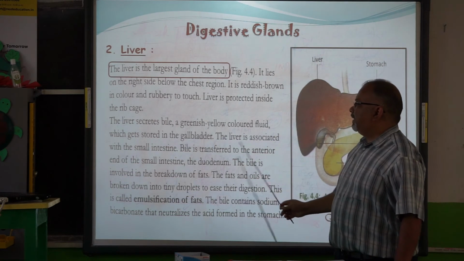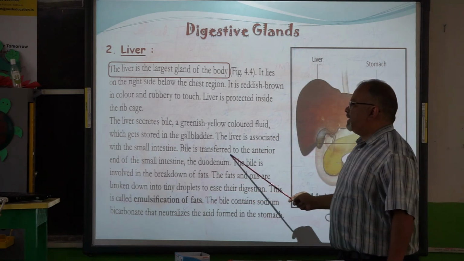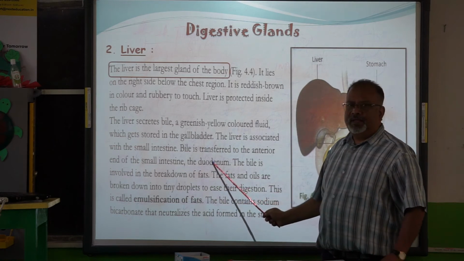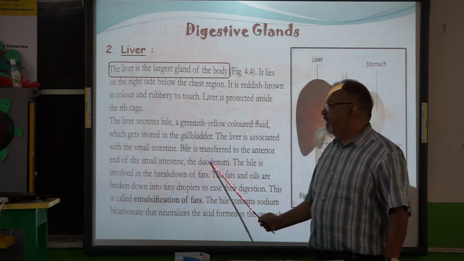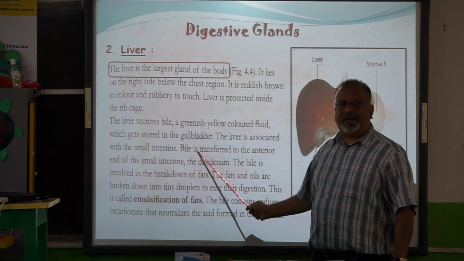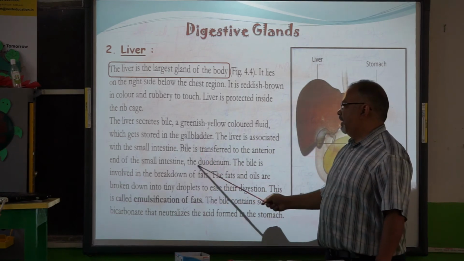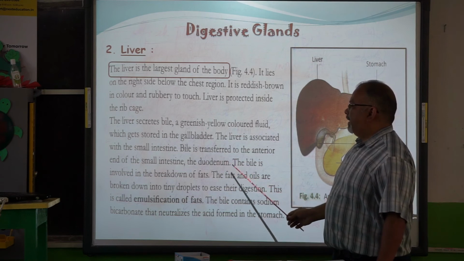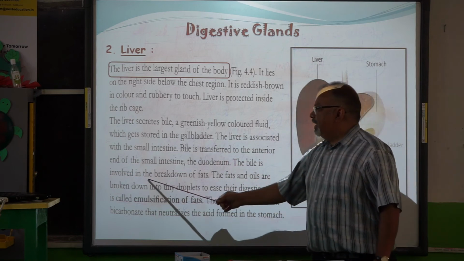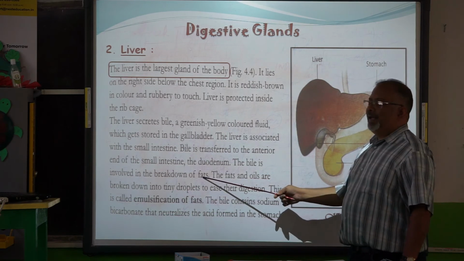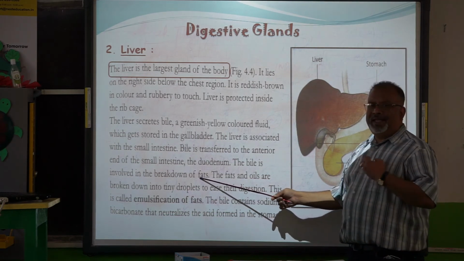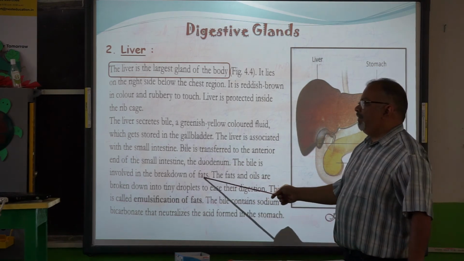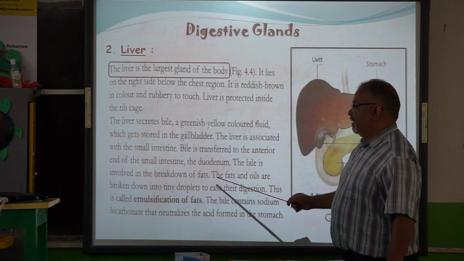It is associated with the small intestine. Bile is transferred to the anterior end of the small intestine, the duodenum. Earlier we studied that in duodenum only bile and pancreatic juice is added to the food. So that's how here you can see in the duodenum the bile is added to the food. The bile is involved in the breakdown of fats. So whatever we eat, that also contains fats. And digestion of fats takes place because of this bile.